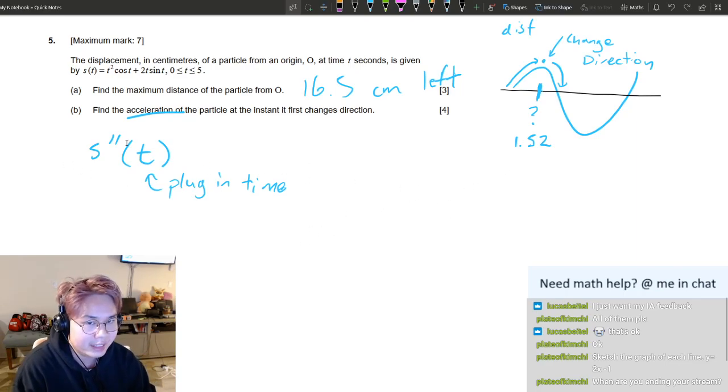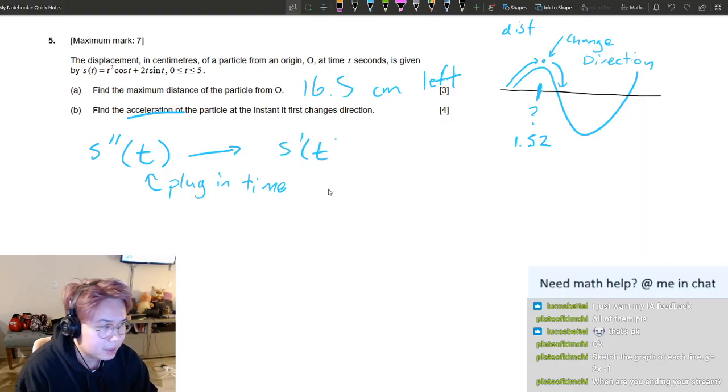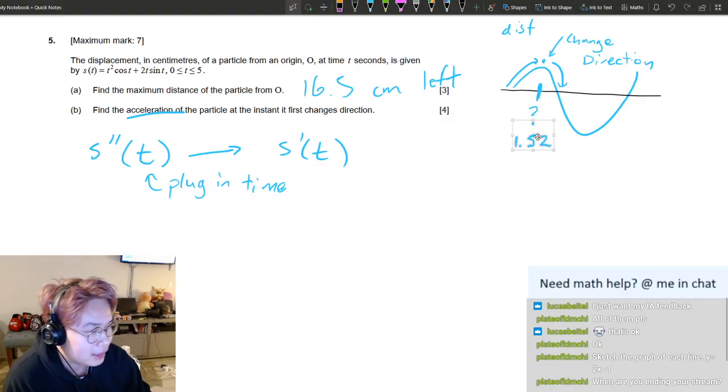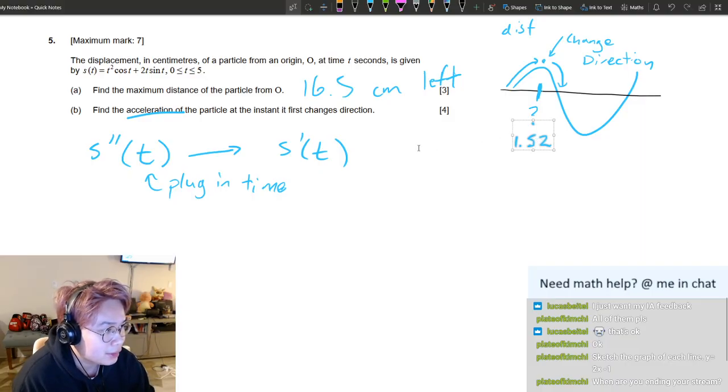So now that I have the time, I now need to find the second derivative. Or at the very least, I'm actually going to find the first derivative, because your calculator can calculate the value of a derivative given what t you're going to be plugging into it. Unfortunately you can't find second derivatives, I think, but it can find first derivatives. So I'm going to find this first.